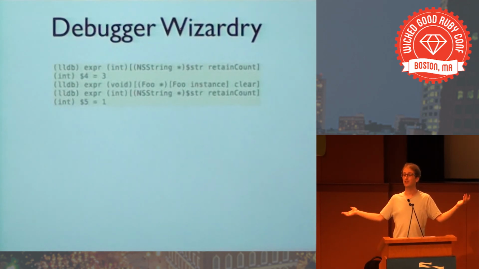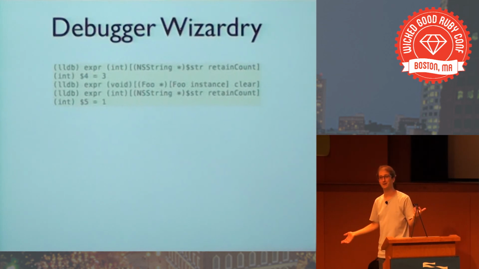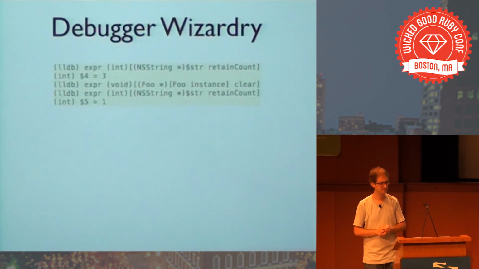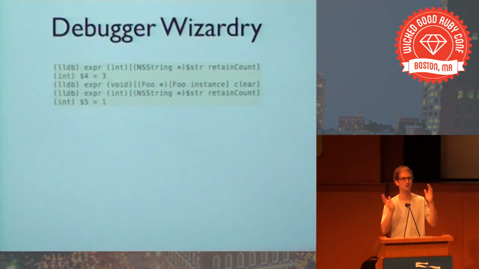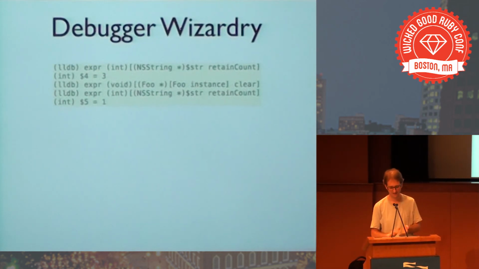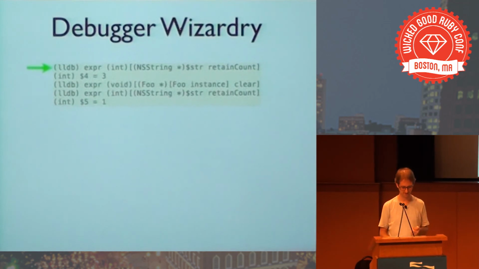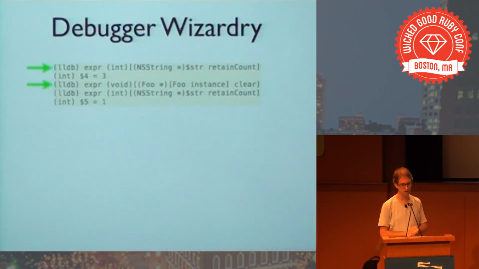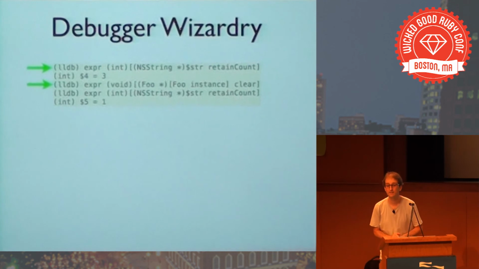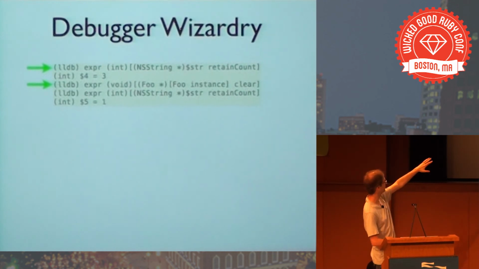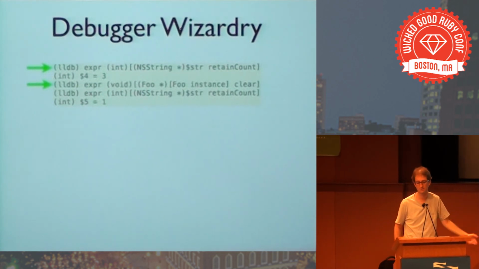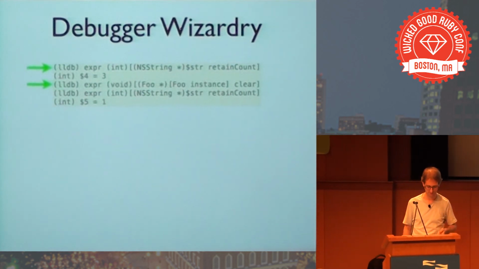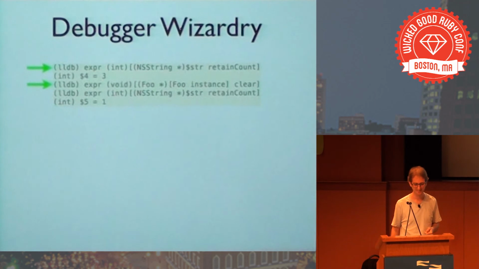So now we can go back and we can ask the string for its retain count. Right? Same thing. Except we have to tell it that it's an NSString, and we have to tell it that retain count returns an integer. OK. More hand-holding. But if we then go ahead and call clear on the instance, right? So again, foo instance returns a foo pointer. Clear doesn't return anything. Actually, I could have told it it returns anything, but it believes me.